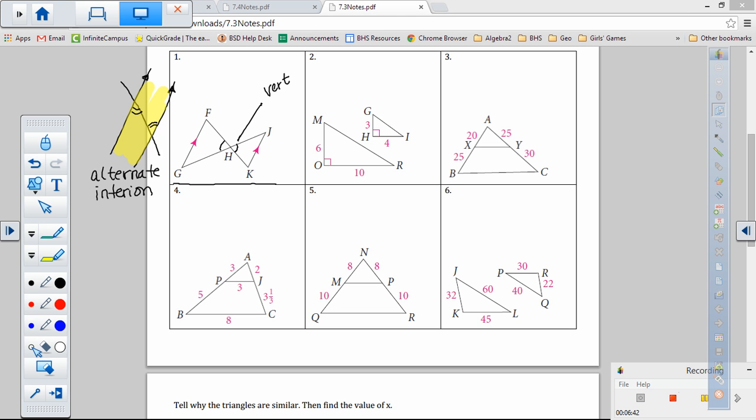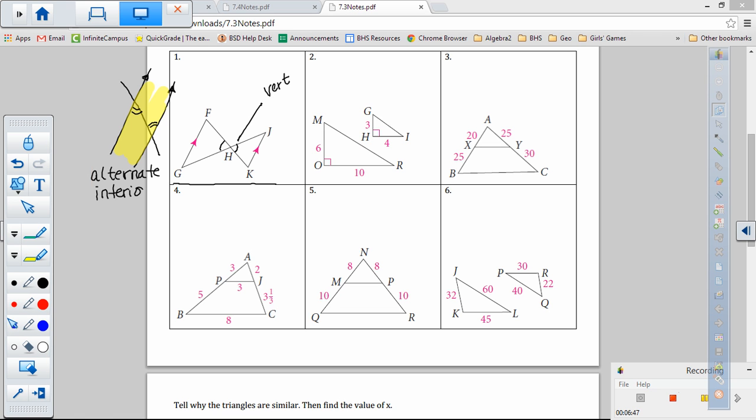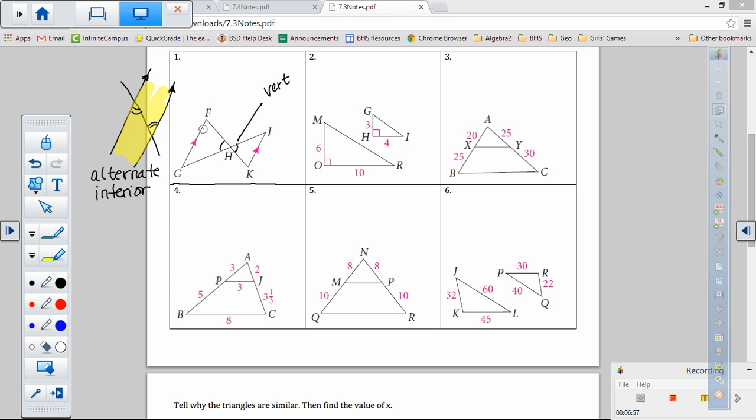So by knowing that they're alternate interior angles, I know that this one is congruent to this one. By the same token, I can look at these and know that they're the parallel lines and that this is the transversal. So I get these alternate interior angles.